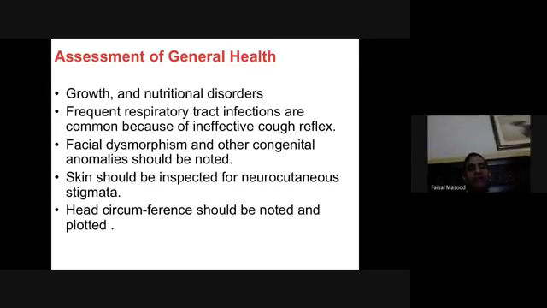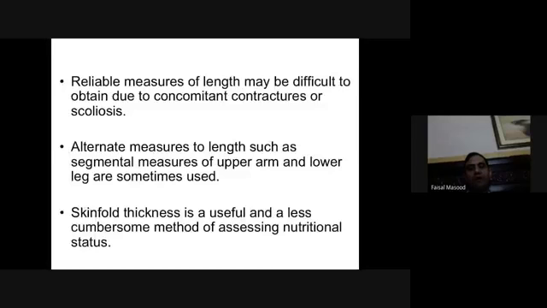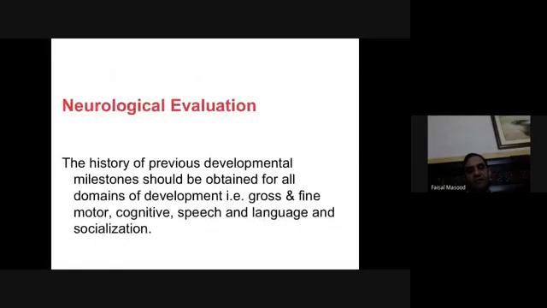You must assess the child regarding growth and nutritional disorders. These kinds of children have frequent respiratory tract infections because of the reflux and ineffective cough reflex. Facial dysmorphism; skin should be inspected for neurocutaneous stigmata. Head circumference should be noted and plotted. Reliable measures of length may be difficult to obtain due to concomitant contracture or scoliosis. Alternative measures of growth are used, such as limb length and skin fold thickness.